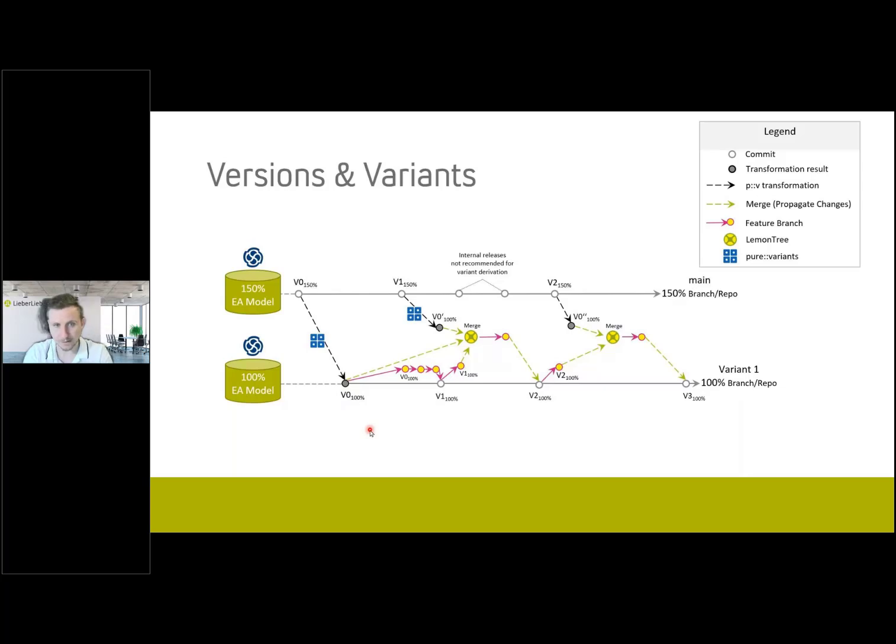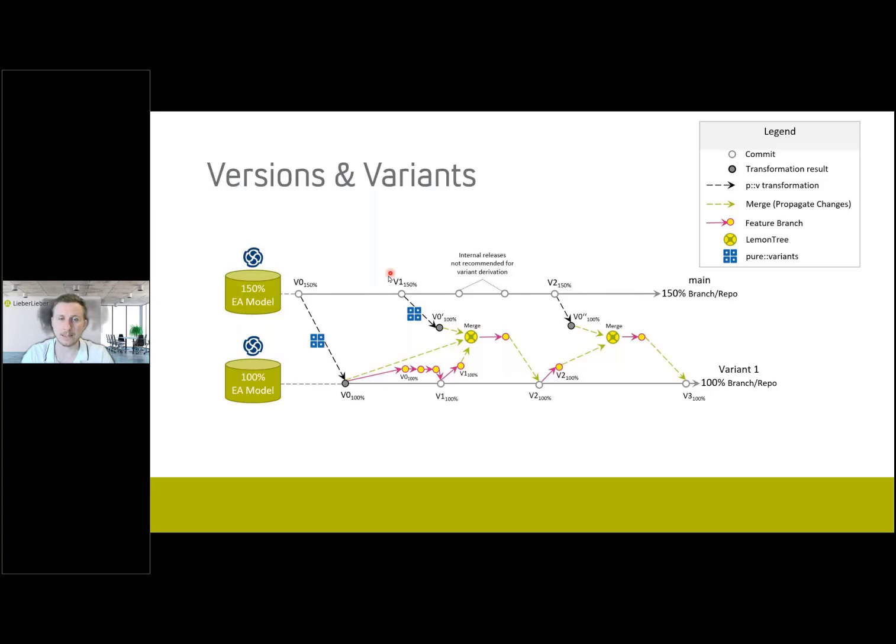And both of these models are maintained in Git. So the base model and the variant are maintained in Git. The 150% model, the common platform, is maintained in the main branch, and the variant is maintained in its own dedicated feature branch, or we could also call it a variant branch. And both of these branches or models will be extended and continuously developed. So for example, here we have a new version of the 150% model, for example, a fix that is applied.